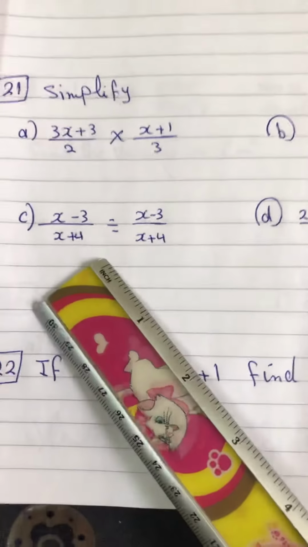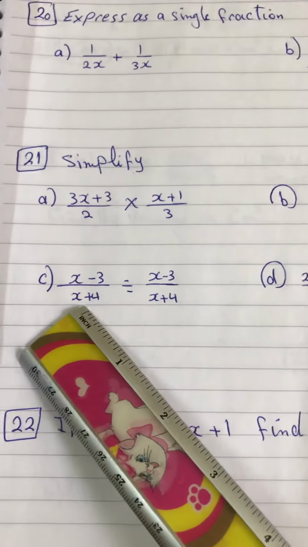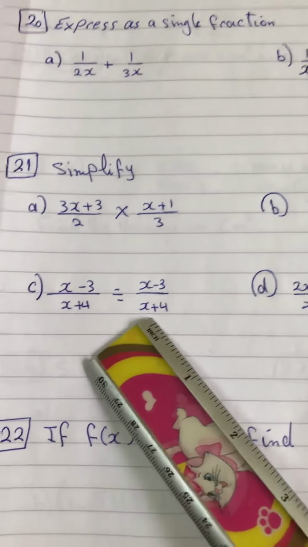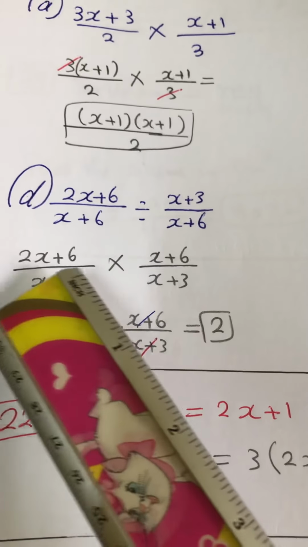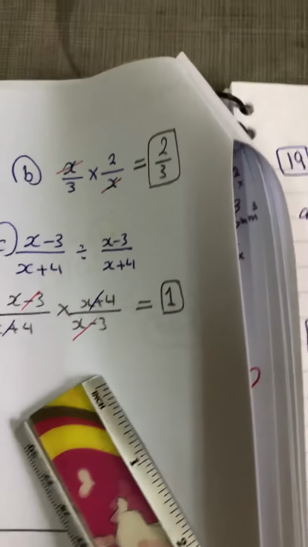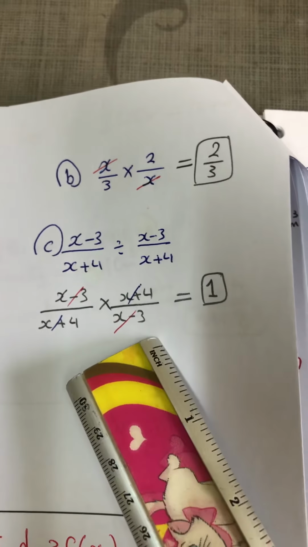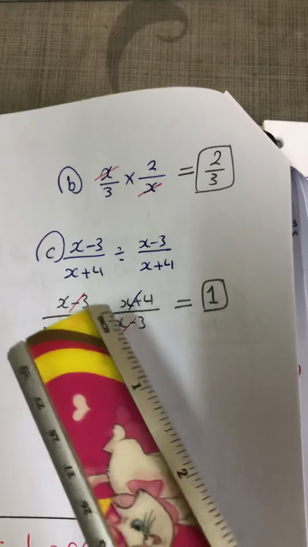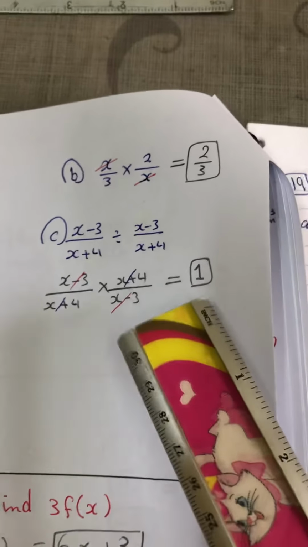Okay, letter C, division. So keep it, change, flip. X minus 3 over x plus 4 multiply x plus 4 up, x minus 3 down. Okay, so keep it, change, flip. You can take a common factor. Where is C? I'm sorry, this is C. Okay, you can cancel x minus 3 over x minus 3 give you 1. X plus 4 with x plus 4 give you 1. Don't write the answer is 0. Okay, so the answer is 1.